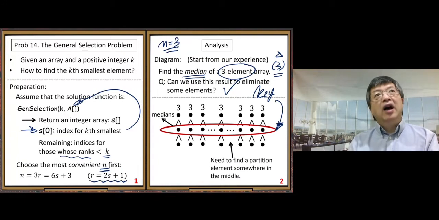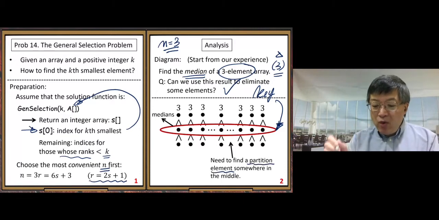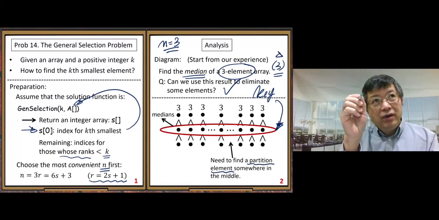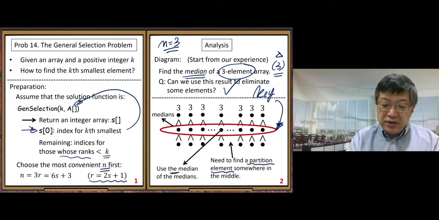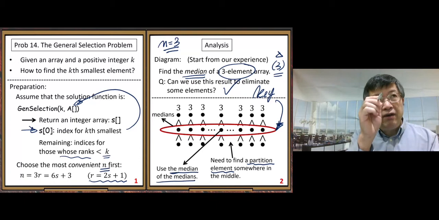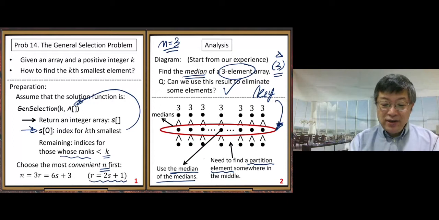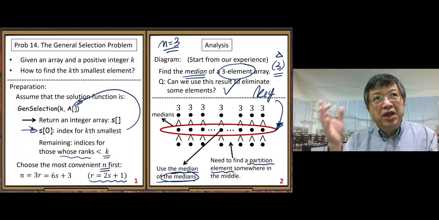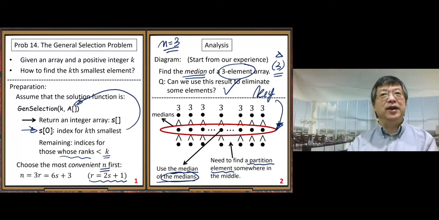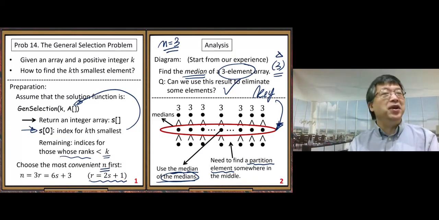Next, our goal: we need to find a partition element somewhere in the middle. What element is somewhere in the middle? The median of the medians, the median of those group medians. That's the key of the technique. All right, so with this idea, next we need to implement it.